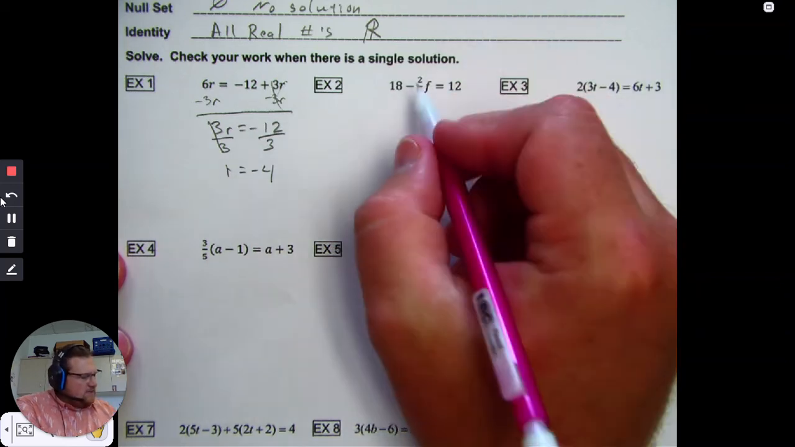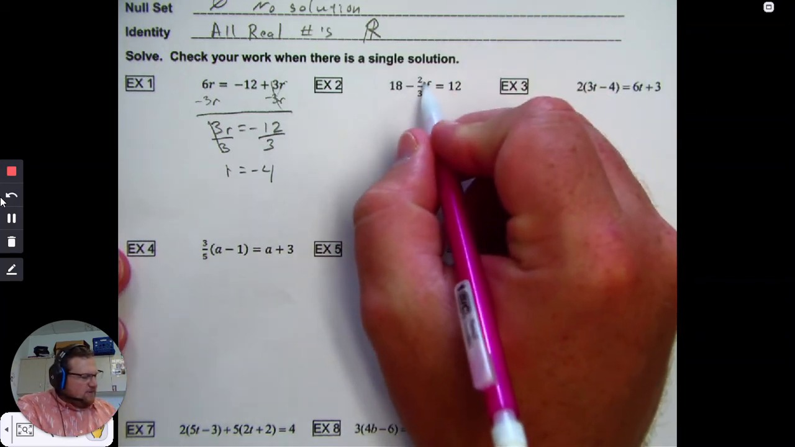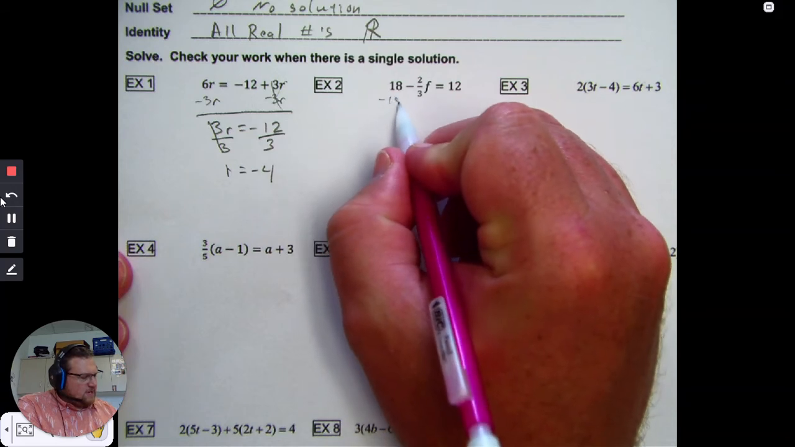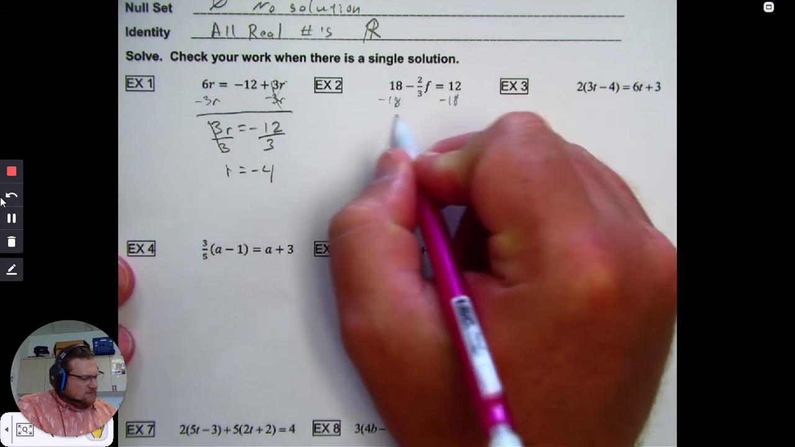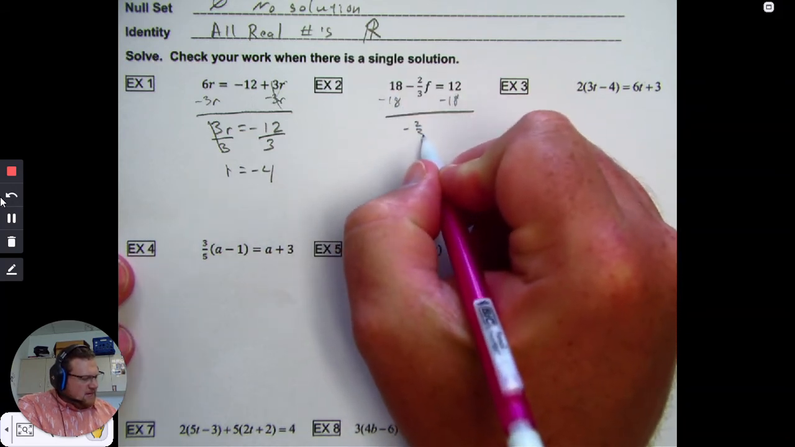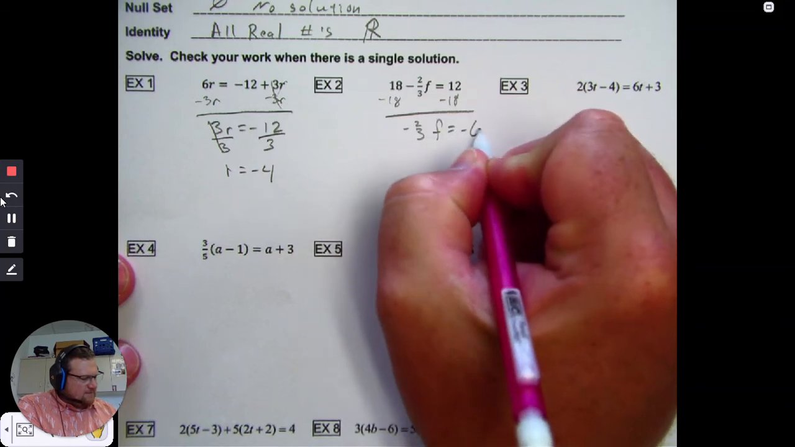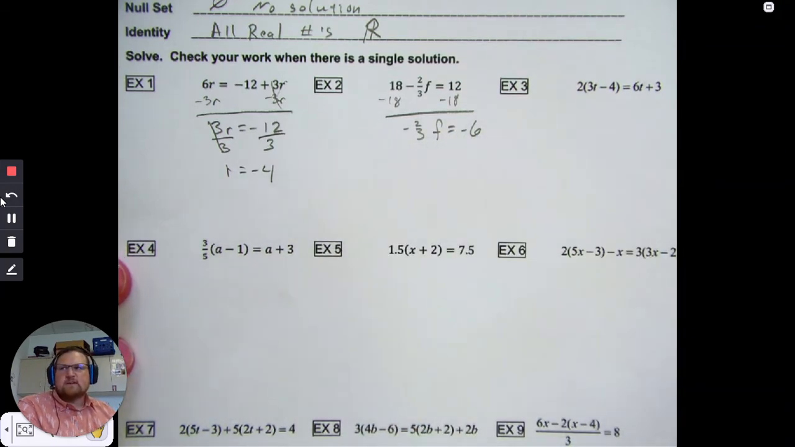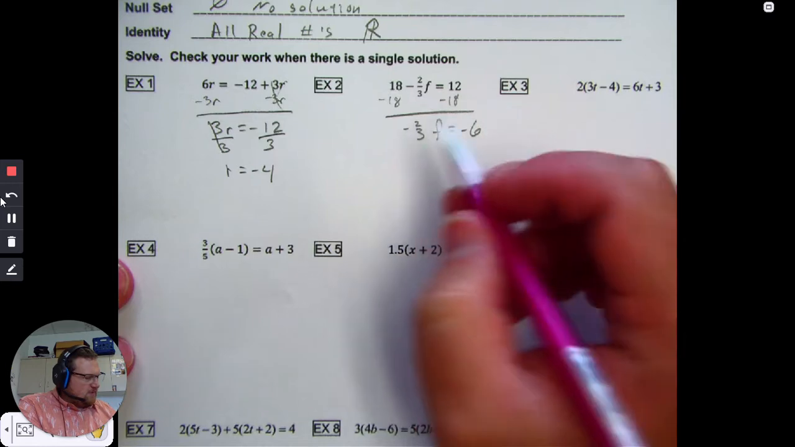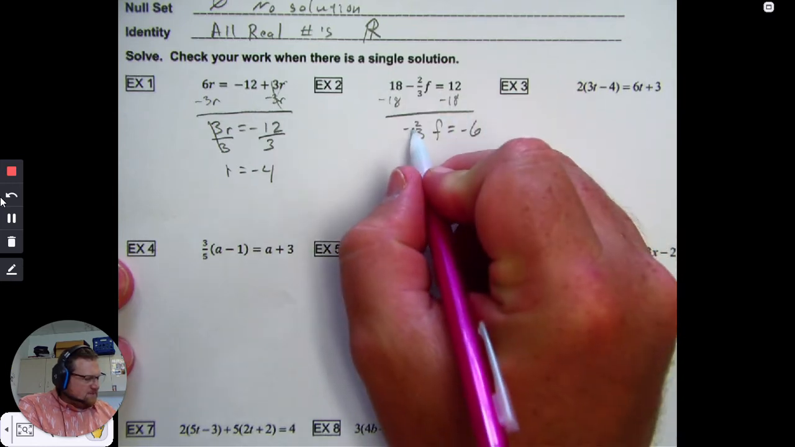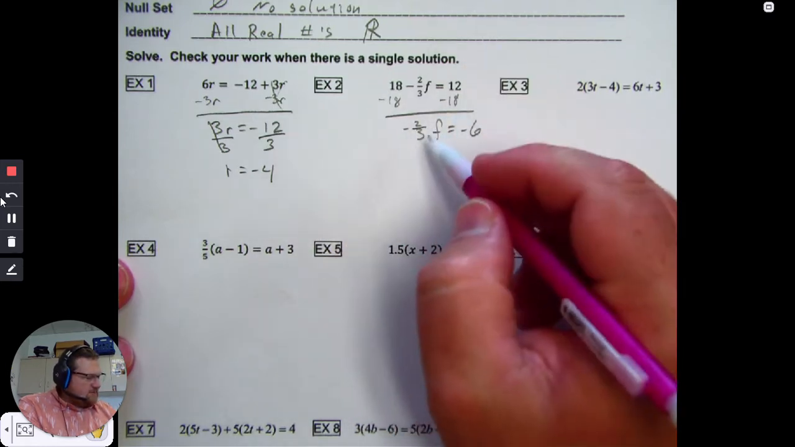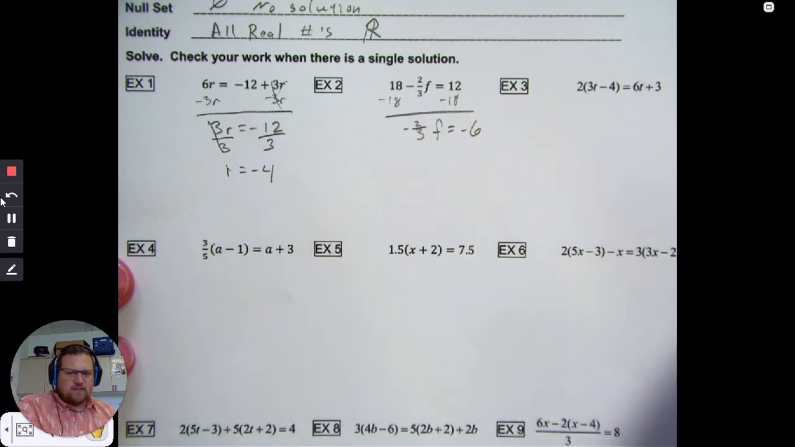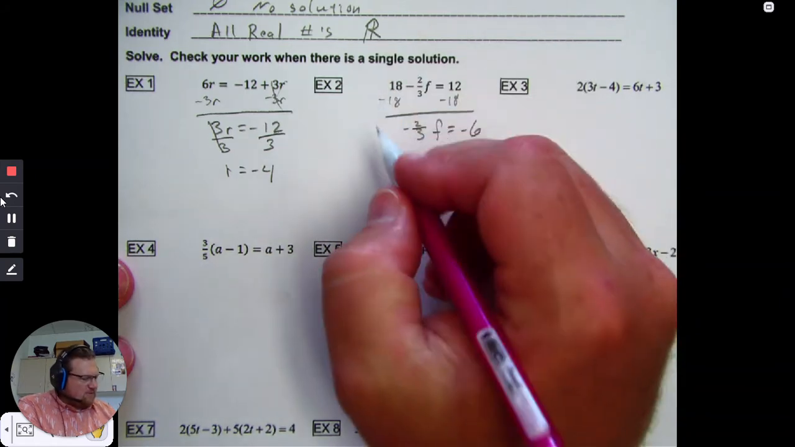Our second one here, this side has our variable on it, so we want to subtract 18 to get the variable by itself first. So a negative 2/3 f equals a negative 6. Now at this point, we have this fraction that we have to deal with, which a lot of the time students don't like fractions, but there's nothing to worry about. There's nothing scary about fractions.